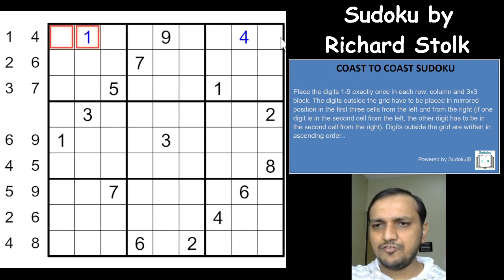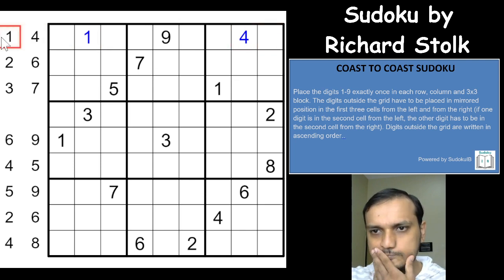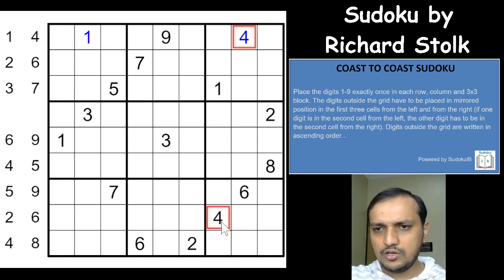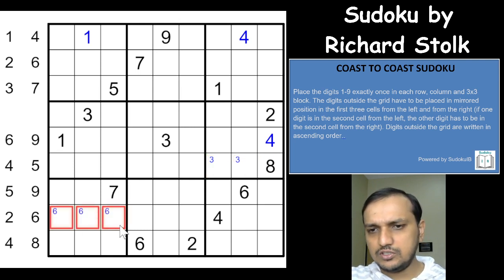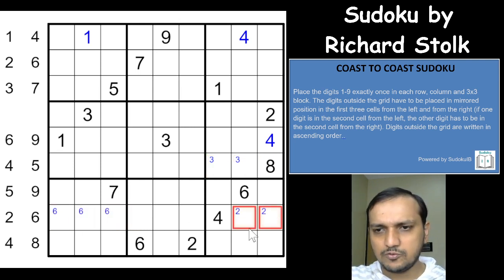Second cell from left and second cell from the right. So 1 and 4 are done, which means 4 and 4 here would give you a 4 here. You can get a 3 in one of these 2 cells. You can get 6 in one of these 2 cells, which means 2 would have to be here.